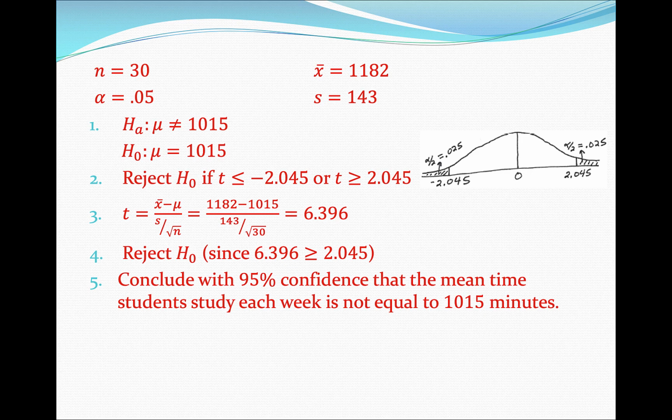One way to think about this: what's the likelihood that by random chance I get a value that is 6.396 standard deviations above the mean, because that's what that is. That tells you how many standard deviations this is above or below the mean. So we know by what we've talked about with probability that that is very unlikely to happen by random chance.